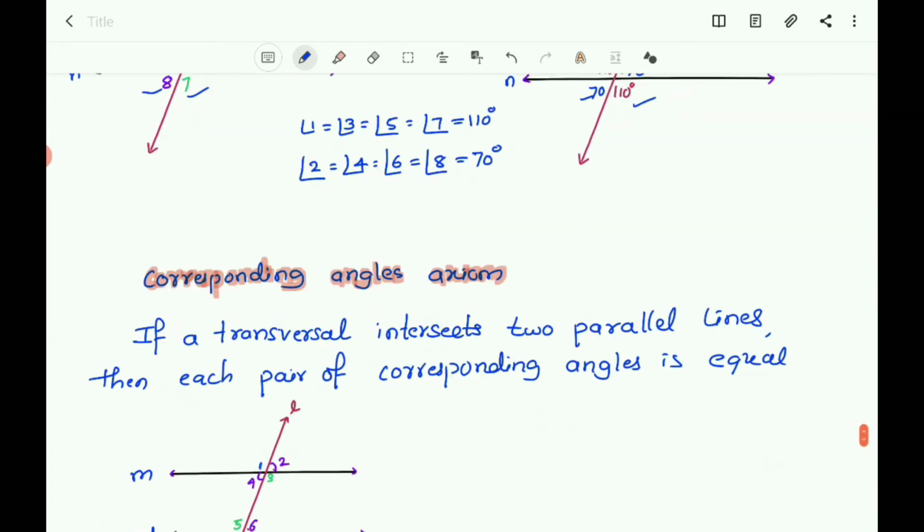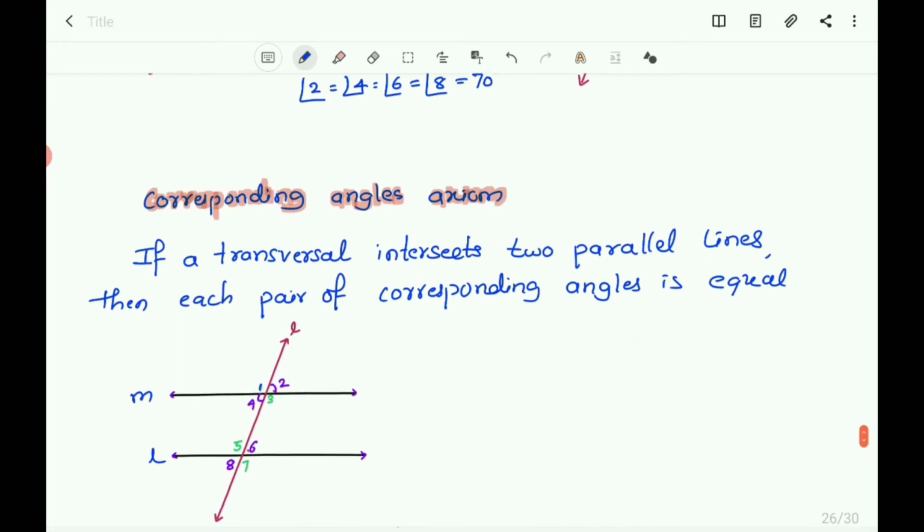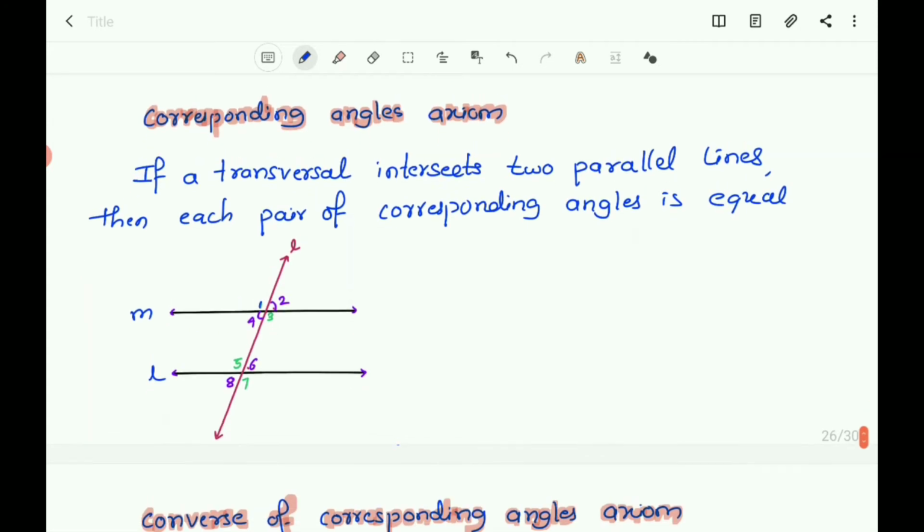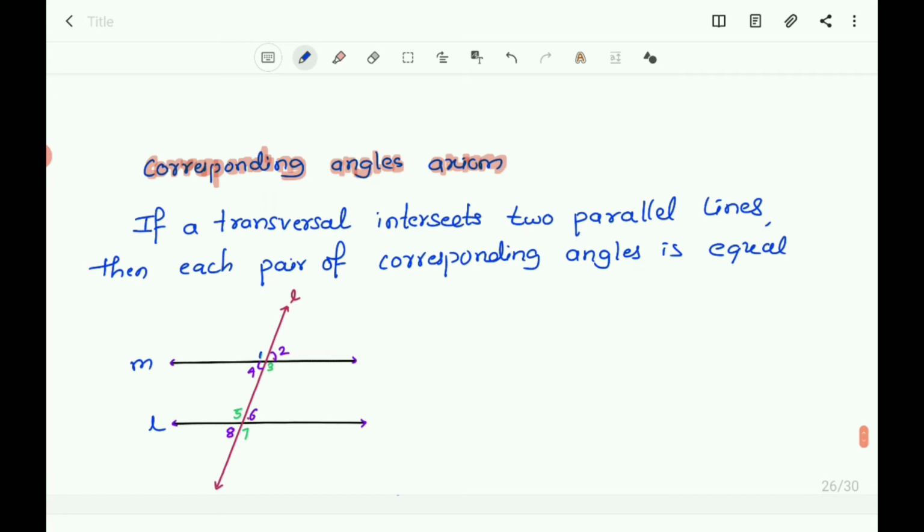That is, there is an axiom related to the corresponding angles made by the transversal of parallel lines, and that axiom is called the corresponding angles axiom. So, what is the corresponding angles axiom? If a transversal intersects two parallel lines, then each pair of corresponding angles is equal.